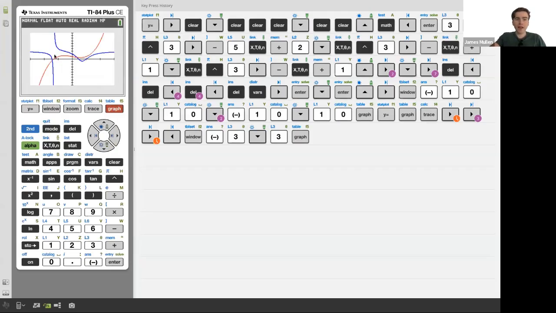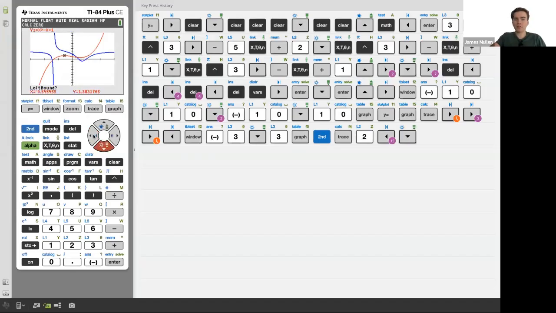You notice that the vertical asymptote of the blue curve is exactly where the red function crosses 0, which is what I told you a second ago. It's because the denominator is 0 that I even have a vertical asymptote. But if I go to calc and try to find the 0, right now I'm on the blue curve, and I'm interested in finding the 0 of the red curve.